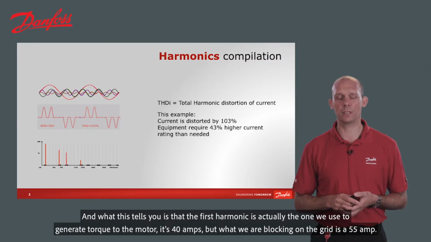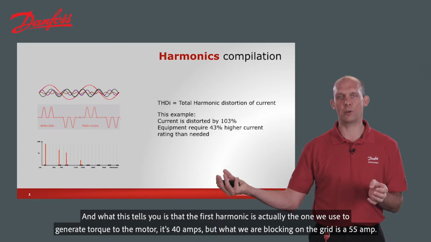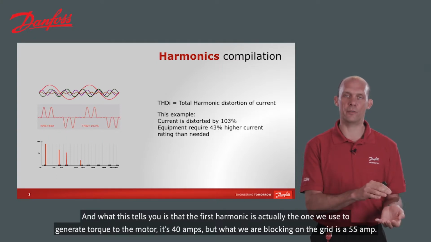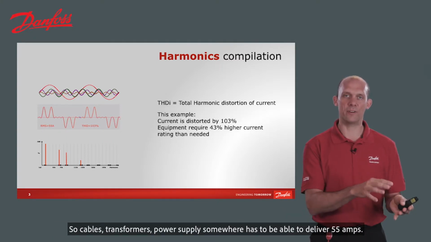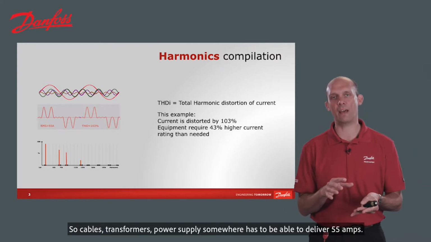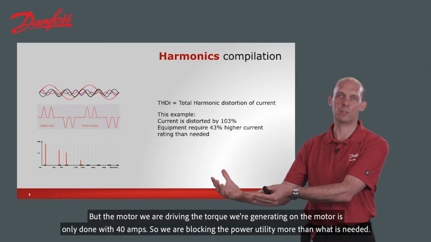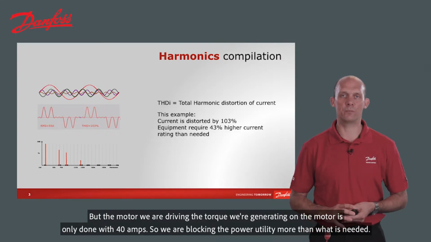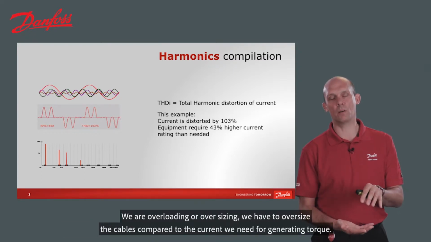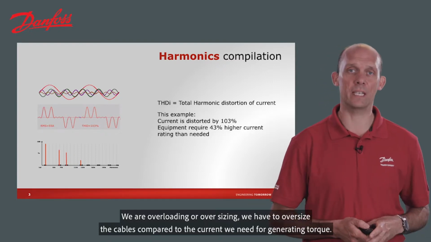And what this tells you is the first harmonic is actually the one we use to generate torque to the motor. It's 40 amps. But what we are drawing from the grid is the 55 amps. So cables, transformers, power supply somewhere has to be able to deliver 55 amps. But the motor we are driving, the torque we are generating on the motor is only done with 40 amps. So we are burdening the power utility more than what is needed. We are overloading or oversizing. We have to oversize the cables compared to the current we're needing for generating torque.